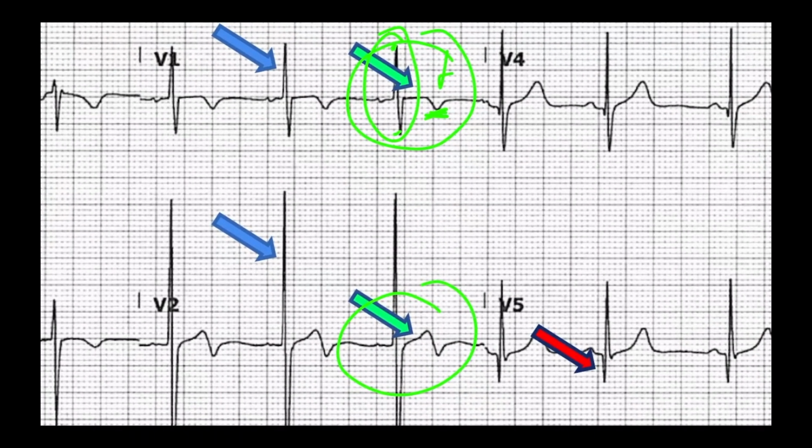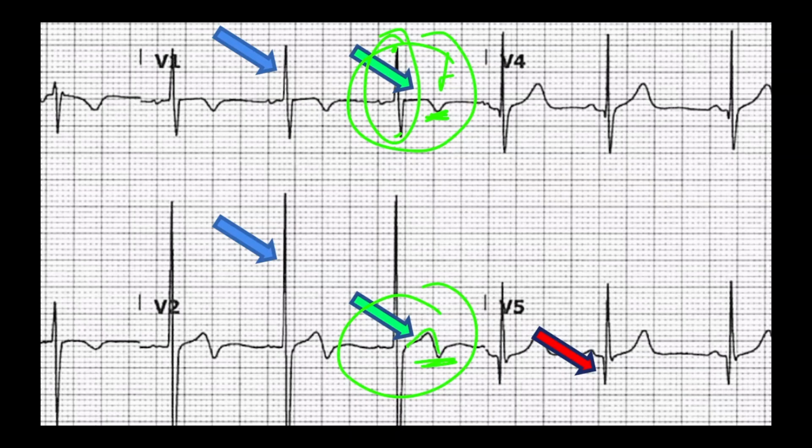Look at this one here. It's the same way here. See how that's weird, like a biphasic? That's a non-specific ST-T wave change with a very, very tall R wave. Remember, if the R wave is positive, the T wave should be positive. If the R wave is negative, the T wave should be negative. These are flipped. That's non-specific T wave changes.